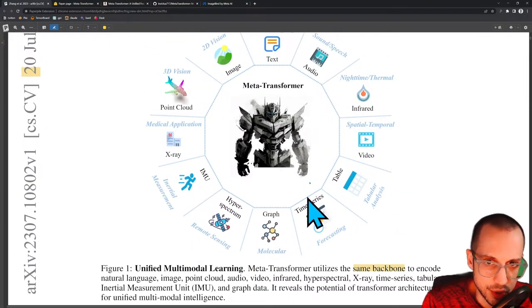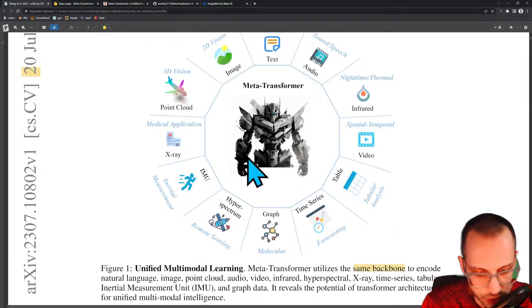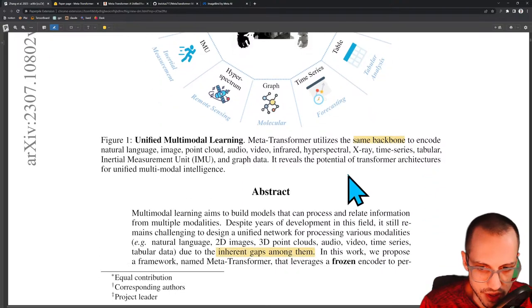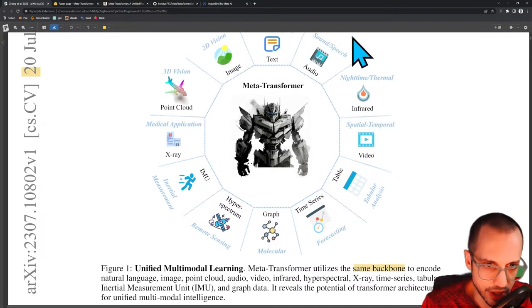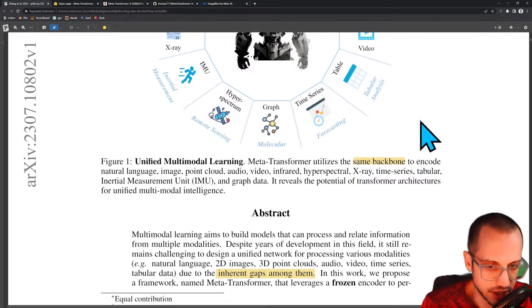I mean, the beauty of transformers is that they can consume any sequence, so I think largely the task of being able to consume a bunch of data modalities with the same backbone and encoding them all into some shared latent space is going to come down to how do we turn every single one of these data modalities into some kind of sequence.